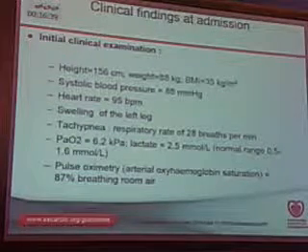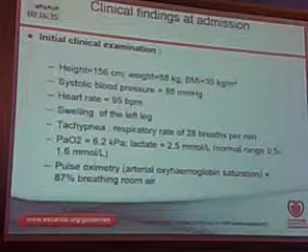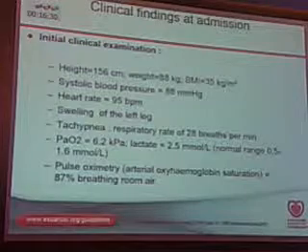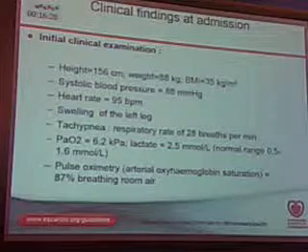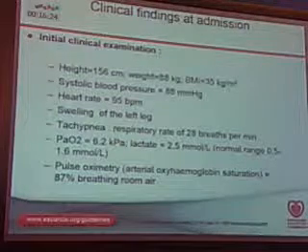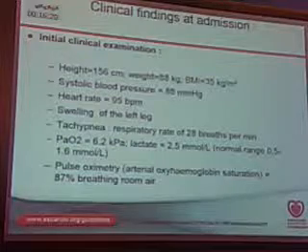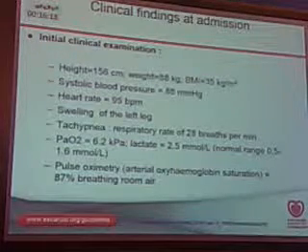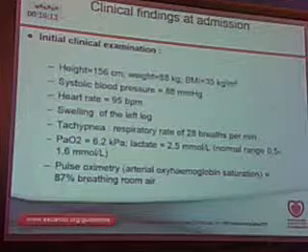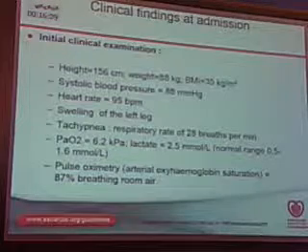Now, in the initial clinical examination, the patient, as mentioned, was obese with a BMI of 35, systolic blood pressure 88 millimeters of mercury, so hypotensive with a heart rate of 95. There was a swelling of the left leg. She was tachypneic with a respiratory rate of 28 breaths per minute. She had a PO2 of 6.2 with lactates of 2.5, and so high lactates, so was acidotic. And the pulse oximetry showed that breathing room air 87%, so hypoxemic.